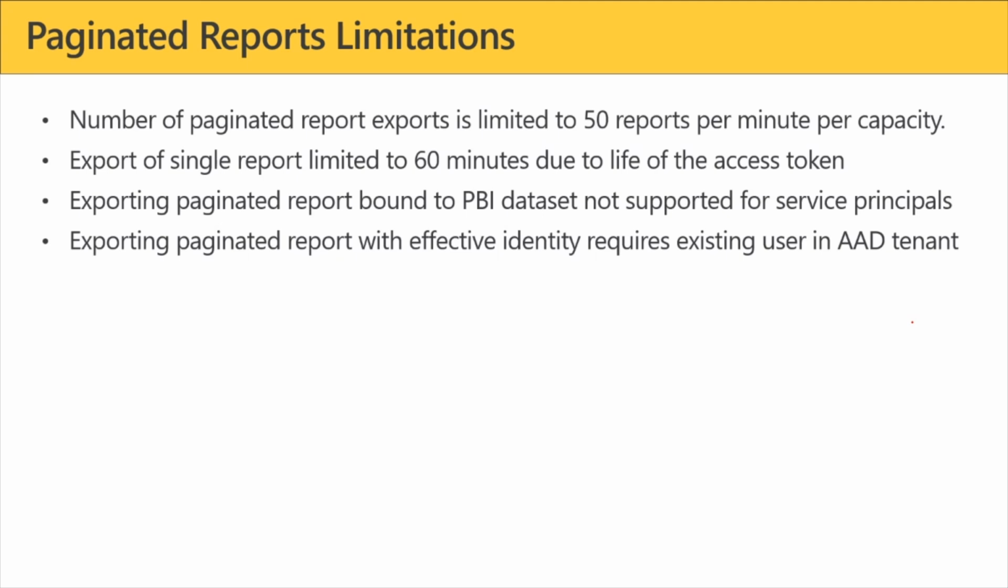You can have really big reports, and realize that if your report takes a long time to load the data and a long time to generate pages, there is a 1 hour limitation just due to the access token only being alive for 1 hour. There is an issue with Paginated reports that are bound to Power BI datasets, both in Power BI embedding and export. We don't yet provide support for service principals. We're working hard to do that, and we're hoping to have that by the end of this month, November. Okay. And also, you can export a Paginated report with effective identity, but you have to use a user whose user principal name matches a user in the current Azure AD tenant.